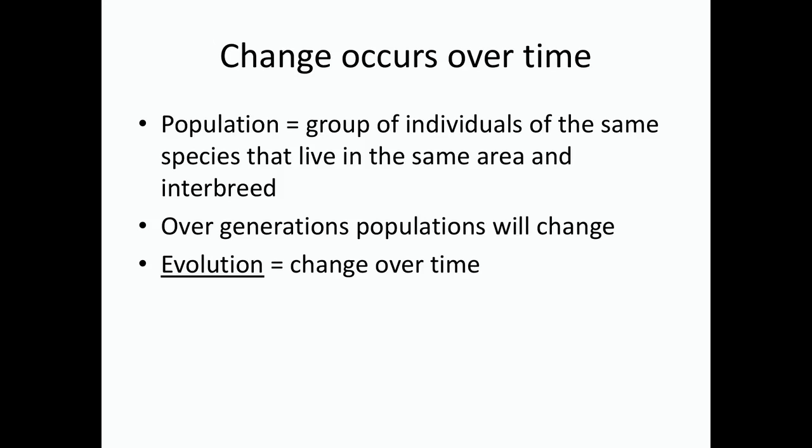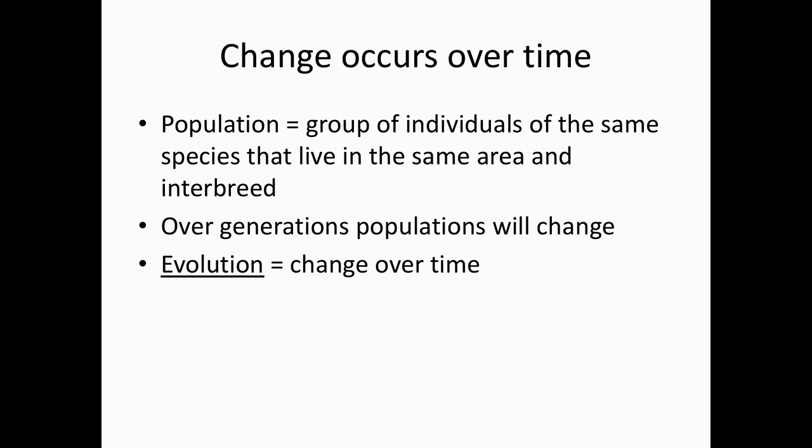So, before we start talking about evolution and mechanisms of evolution more specifically, I wanted to just talk about the definition of the term population. This is something we have talked about previously. A population is a group of individuals of the same species that live in the same area and interbreed. So they're all from one species and they are interbreeding.